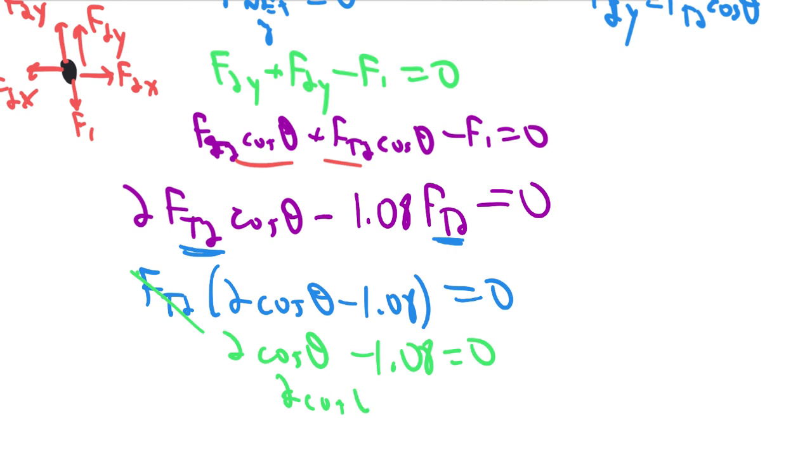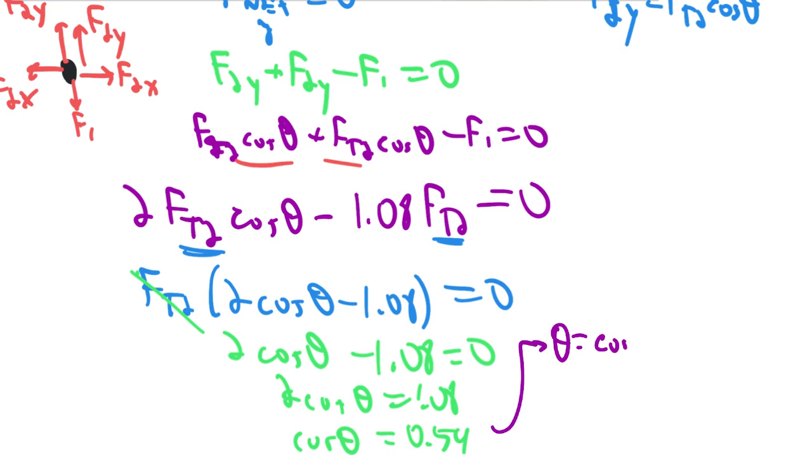2 cosine theta equals 1.08. Cosine theta equals 0.54. So then we can say, theta is the inverse cosine of 0.54, which turns out to be 57.3 degrees. This corresponds to what they listed as the answer, so yay, it's right.